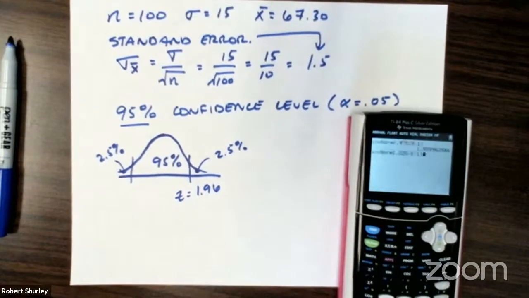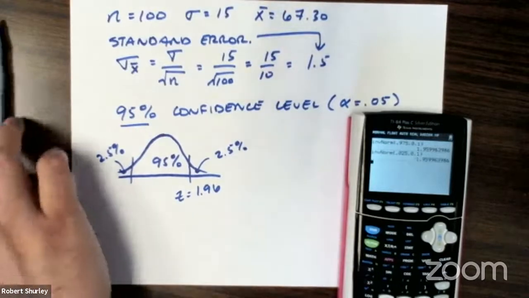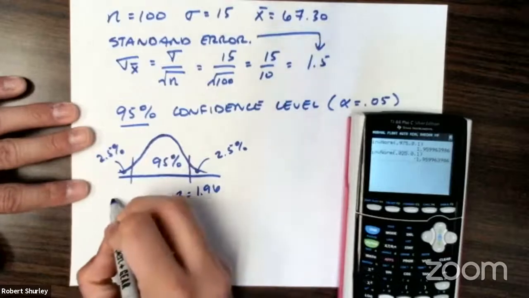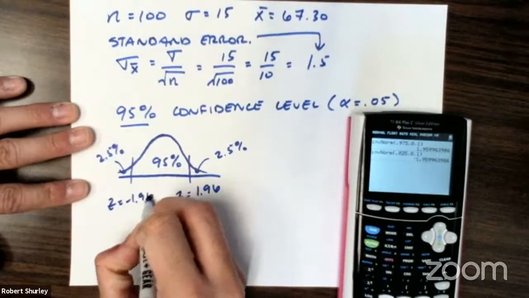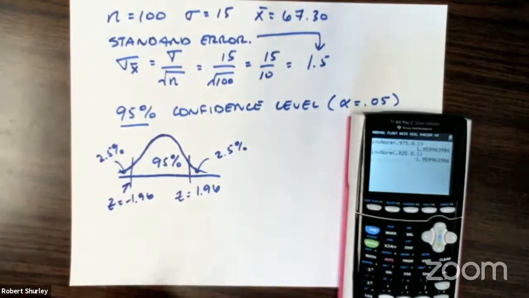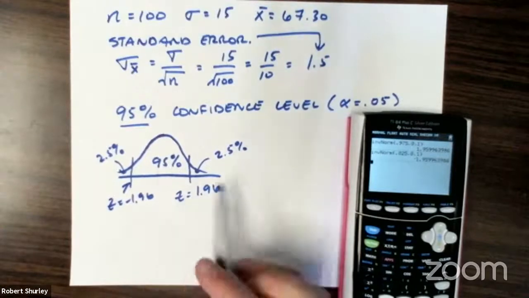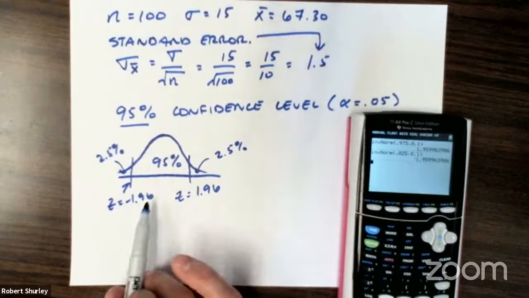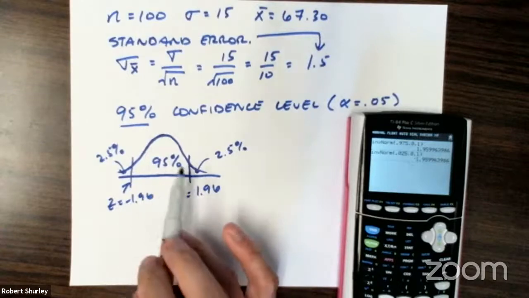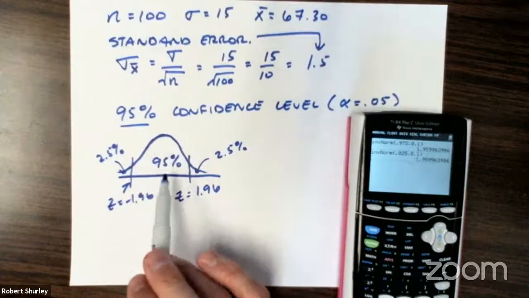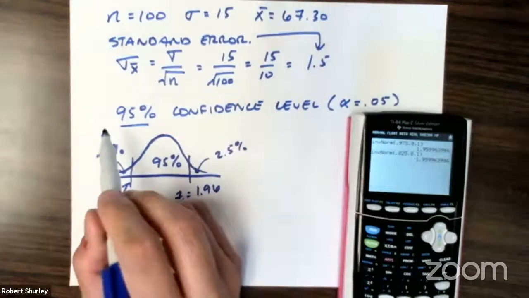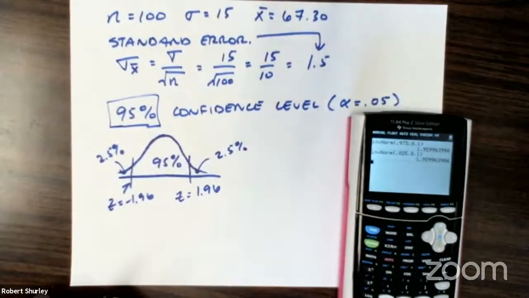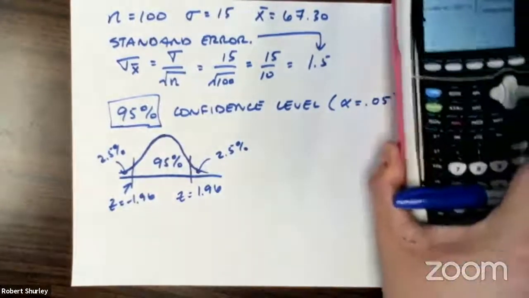And we'll say it's the same thing, negative 1.96. Okay? So if we look at our z values, between negative 1.96 and 1.96 is 95% of our data. And we're using 95% confidence. So those are the z values that we need.